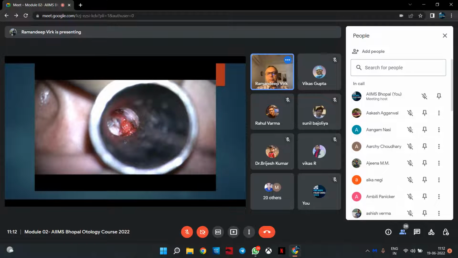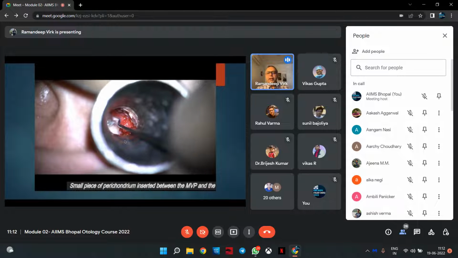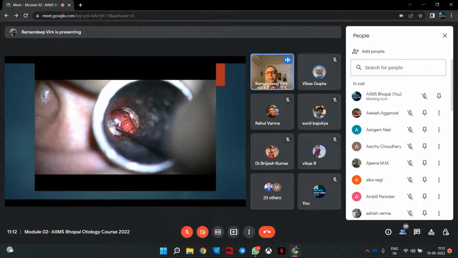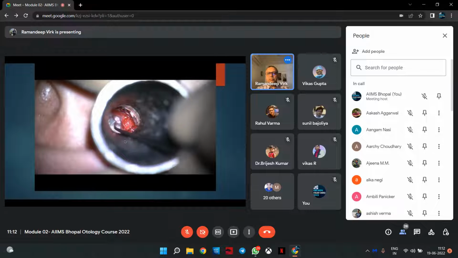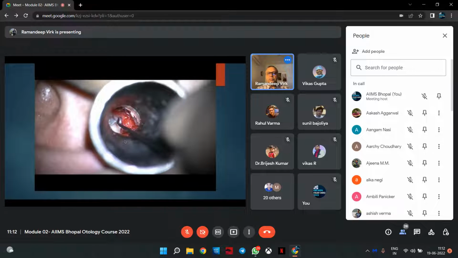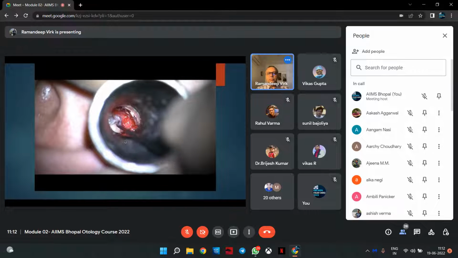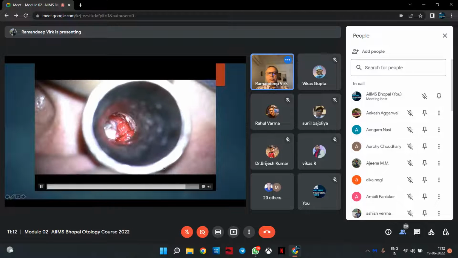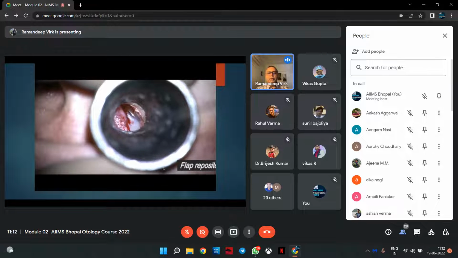And then a small piece of perichondrium is inserted over the prosthesis so that it is not in direct contact with the tympanic membrane. Otherwise, there'll be a perforation for sure. So just a small piece. And the tympanomeatal flap is deposited back, a single piece of gel foam is kept over it, and that completes the procedure.